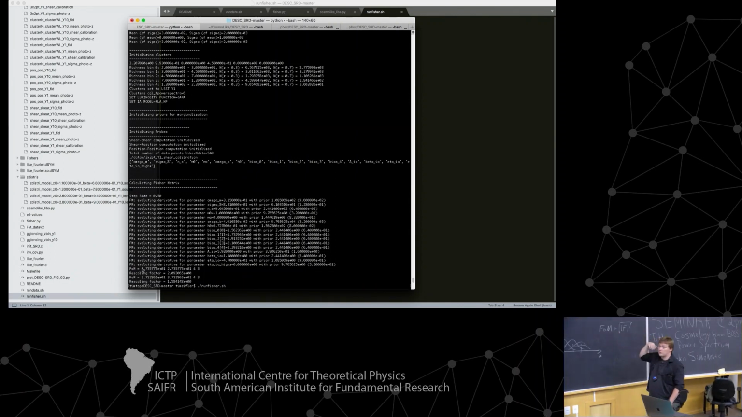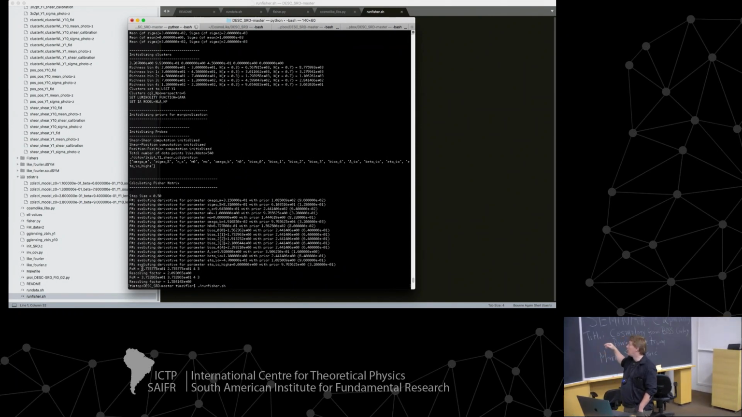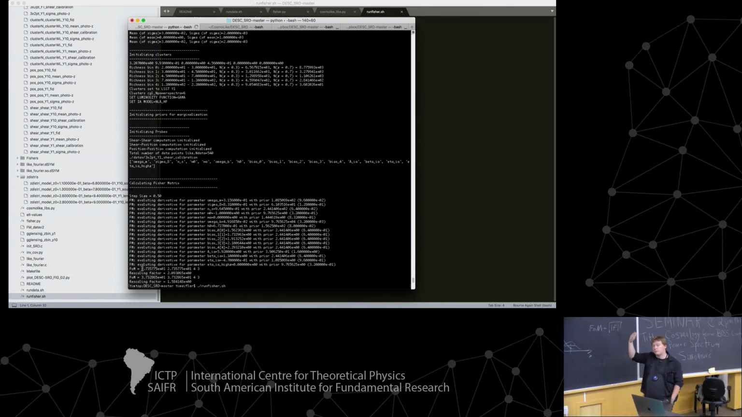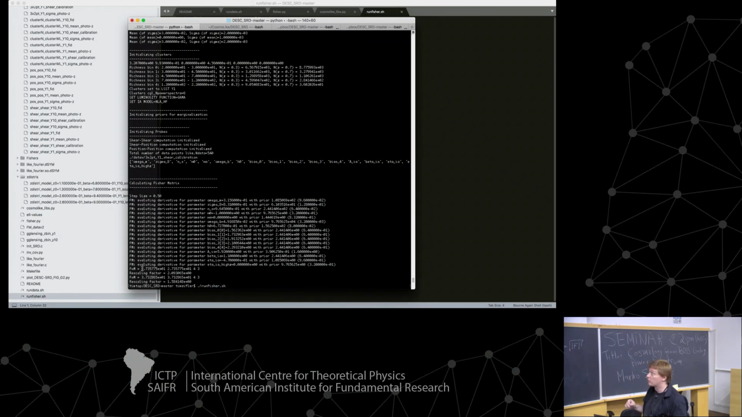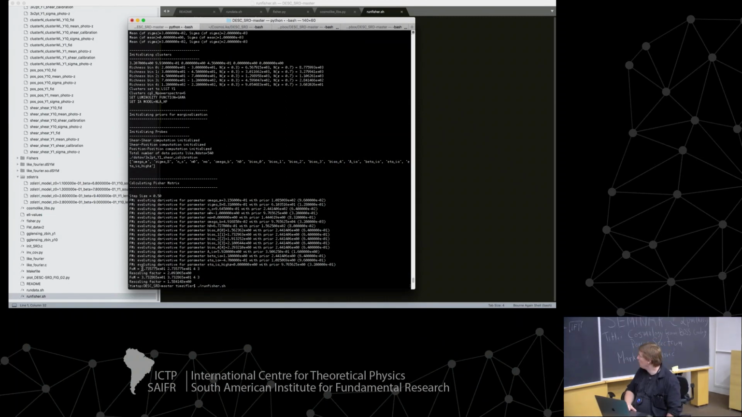So the code computes the Fisher matrix, then takes the determinant of the Fisher matrix, and takes the square root of that. And the Fisher matrix, again, is obtained basically by taking derivatives with respect to the data times the inverse data covariance matrix times the derivative of the observable with respect to a different parameter. Okay.